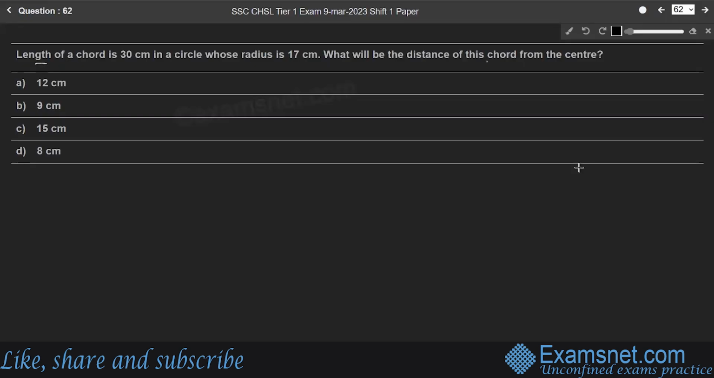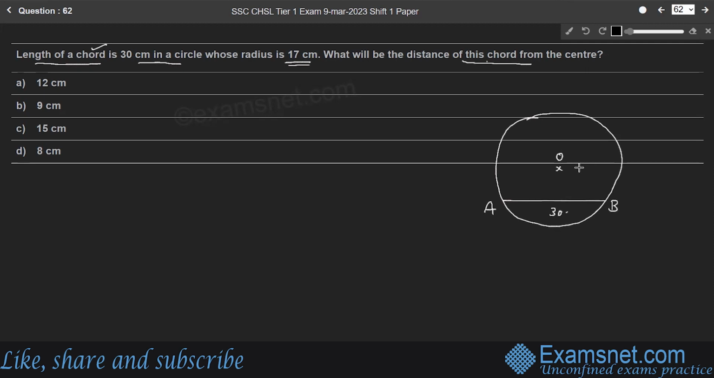Question 62. Length of a chord is 30 centimeter in a circle whose radius is 17 centimeter. What will be the distance of this chord from the center? So let us consider a circle with center O, and the length of the chord is 30 centimeter. Consider a chord AB, of length 30 centimeter.